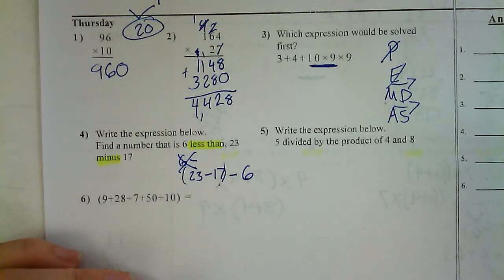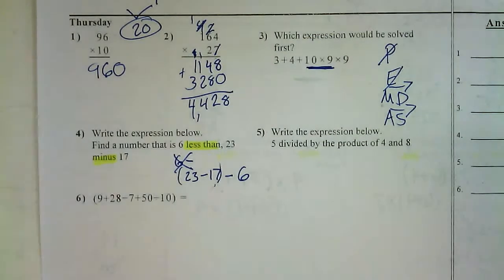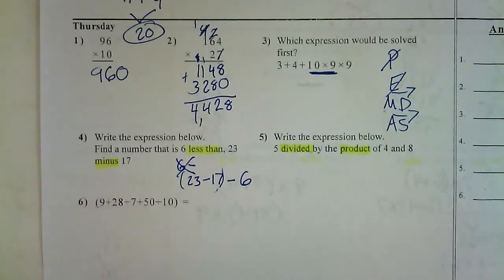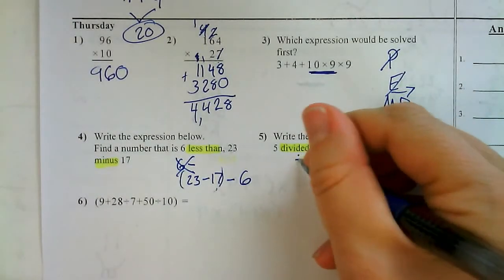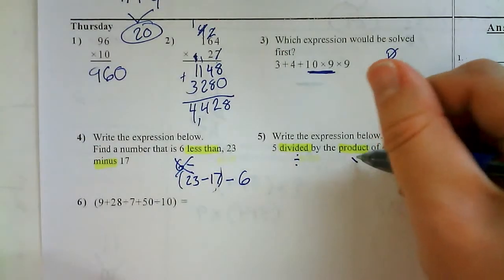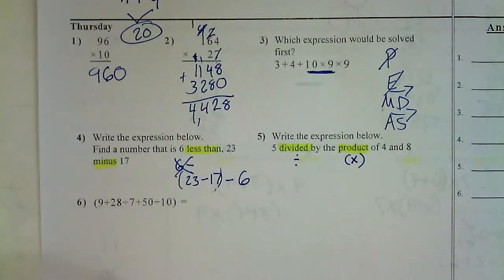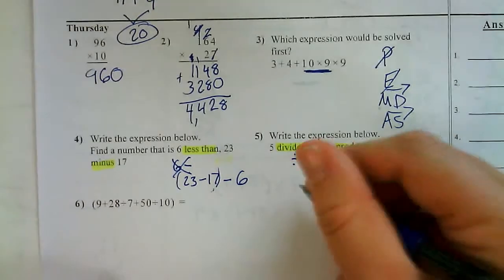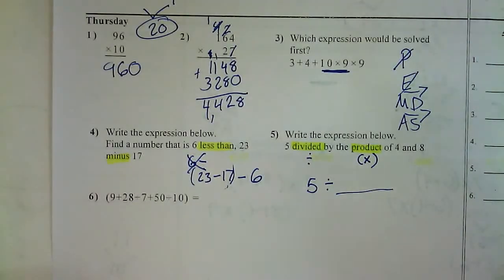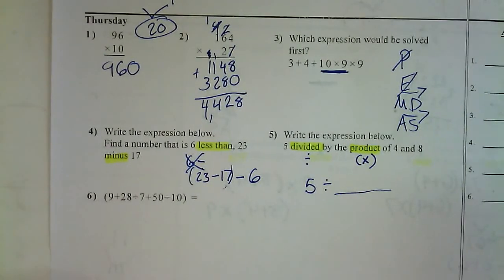Number 5, write the expression below. 5 divided by the product of 4 and 8. I'm going to highlight those operation words. We've got divided by and product. I know that divided by means division and product means the answer to a multiplication equation, so I've got to put it in parentheses. 5 divided by means 5 divided by some answer, some problem, some equation, some number.